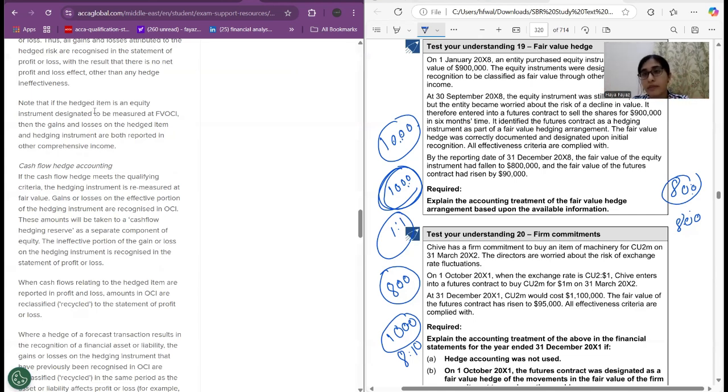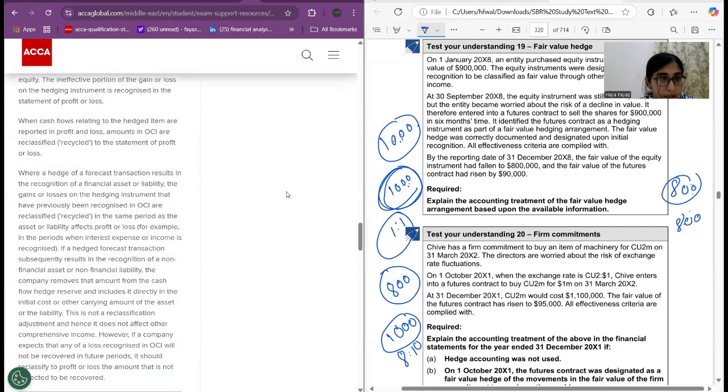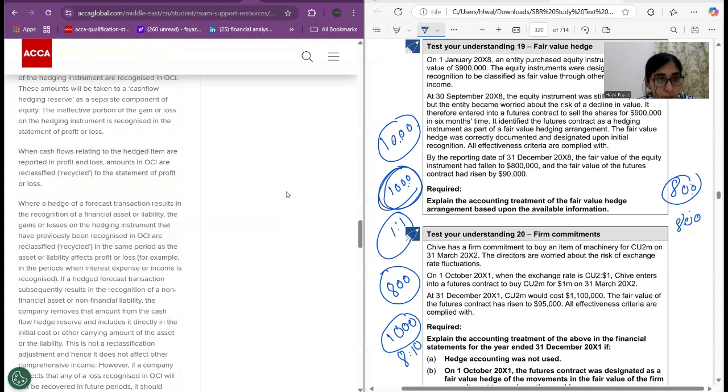So again, in an exam scenario, you should know that you should not get confused. You should not recognize the hedging instrument gains and losses for an equity instrument recognized in OCI in P&L. It is affecting OCI, recorded in OCI. Then afterwards, for cash flow hedges, it is saying the same thing, and it's also giving a question for the same.